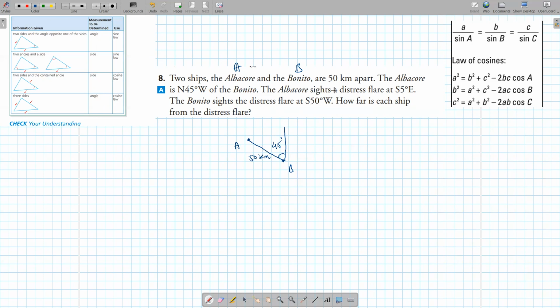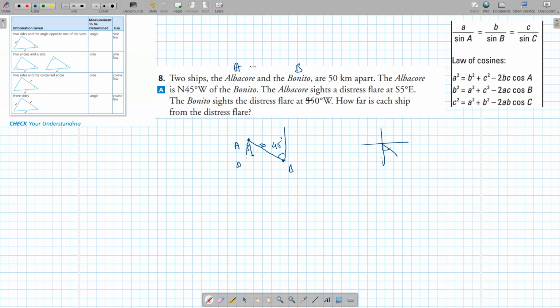The first ship sights a distress flare at south 5 degrees east. Now, where is that? South 5 degrees east means, again, you go south first, and then you go 5 degrees east. So like there. Cool? Let me just put this, I need some space. So we know the distance between them is 50. So let's say here's the distress. And from this guy, he notices it at, so this angle will be 5.